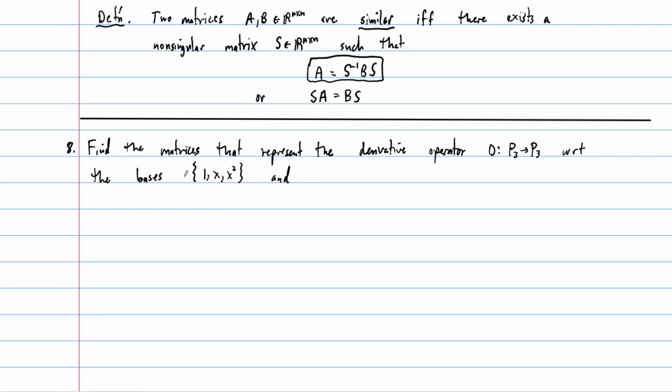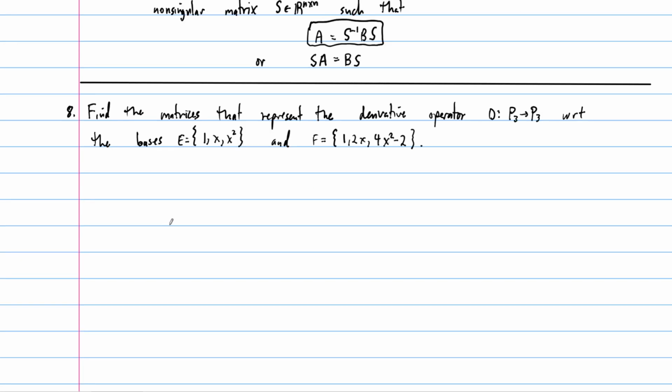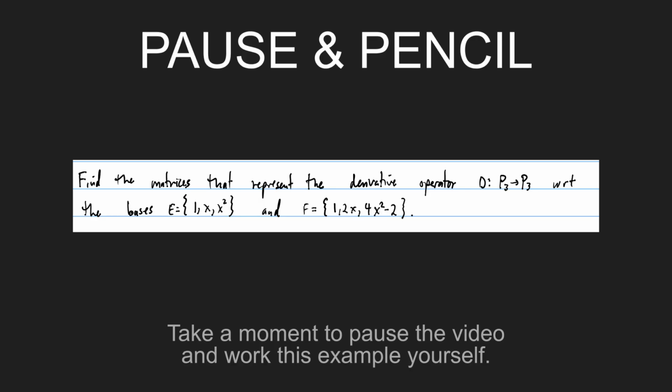And then the other one, we'll call this one E. And then we'll call this other one F. This one, I'm going to just tell you, is a basis. You would obviously want to check this in general, but 1, 2x, and then 4x squared minus 2. All right, but let's find the matrices for the derivative operator for each of these two bases. For this one, you can just compute them directly, but then you'll see that they're going to be different. So work that out, and I'll be back in just a moment.